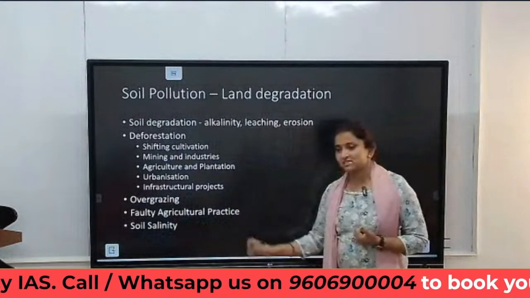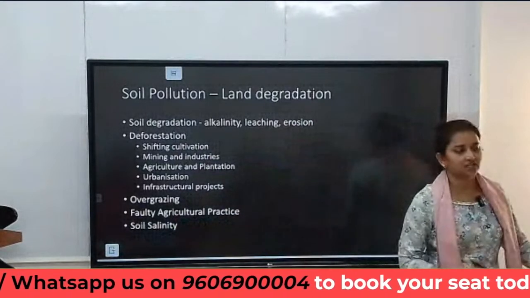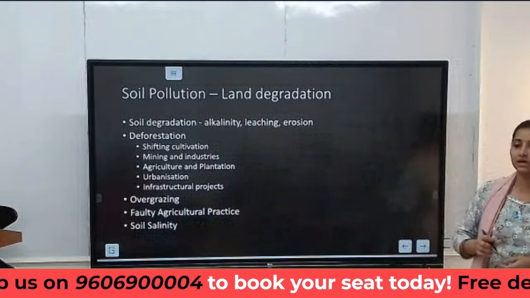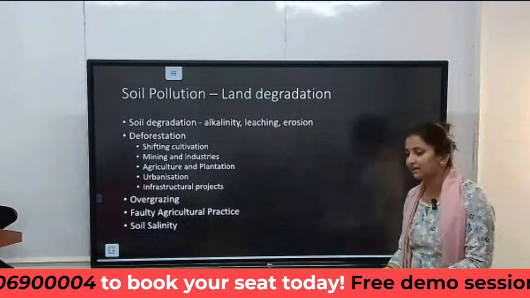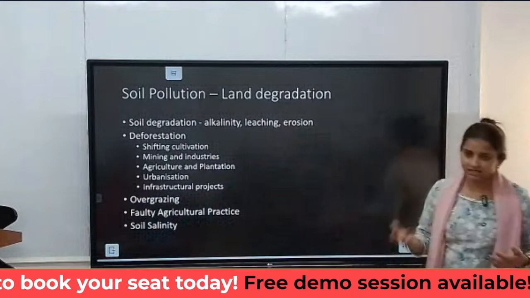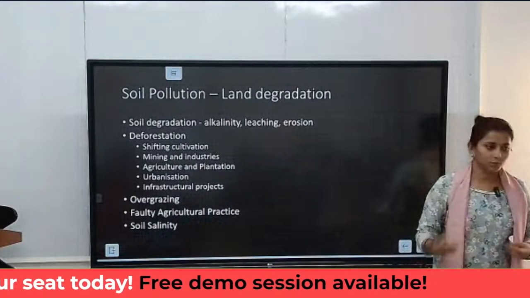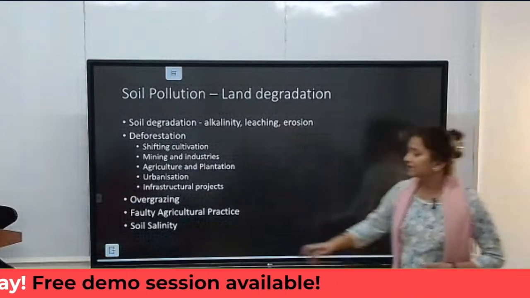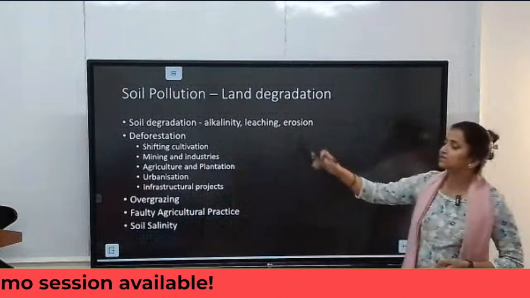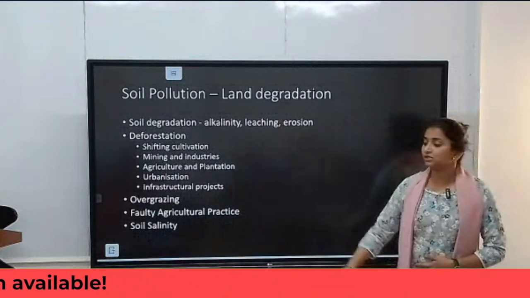Faulty agricultural practices, we have already studied excessive irrigation and fertilizer and this cycle. Because of excessive irrigation, we are adding more fertilizer. Because of more fertilizer, we are adding more water to it. And the soil salinity. Soil salinity is also another problem of soil pollution.